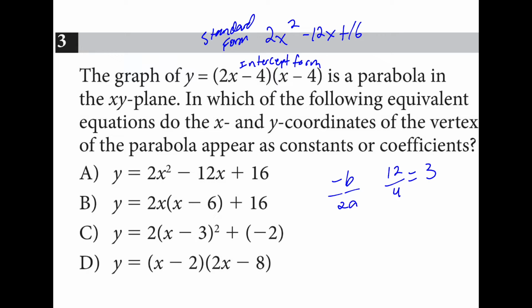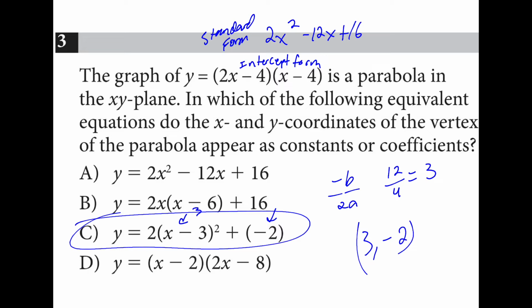If you plug that into any of these versions of the equation, you find that your vertex is 3, negative 2. Notice if you plugged a 3 in here, and there's the negative 2. This is vertex form. You don't have to know how to get there necessarily. You just have to be able to recognize it.